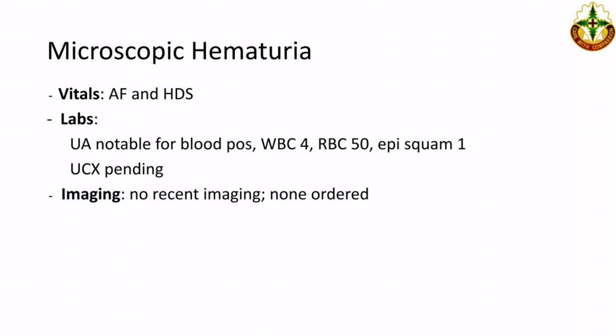For objective findings, he's afebrile. Other vitals are within normal limits. For labs, UA is notable for positive blood, 4 white blood cells, 50 red blood cells, and 1 squamous epithelial cell. Urine culture has been ordered, but the results are pending. You don't have any imaging, and none were ordered. Given all this information, did your differential change with the objective findings? Is any particular diagnosis higher or lower on the list? Let's take another minute here and maybe pause for a discussion.